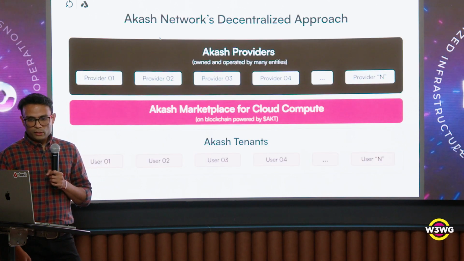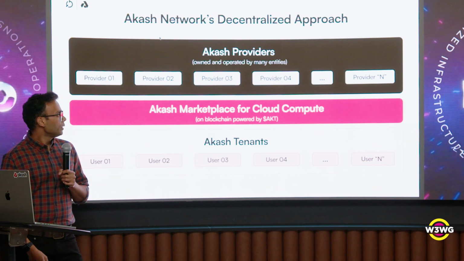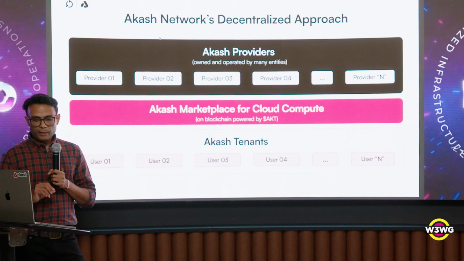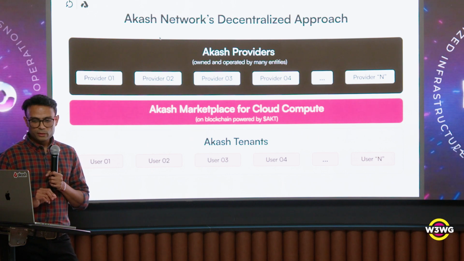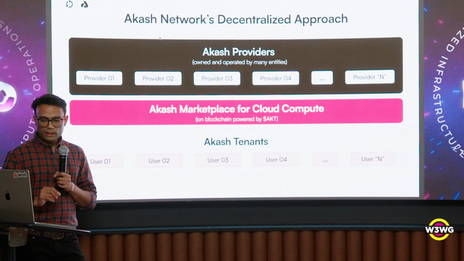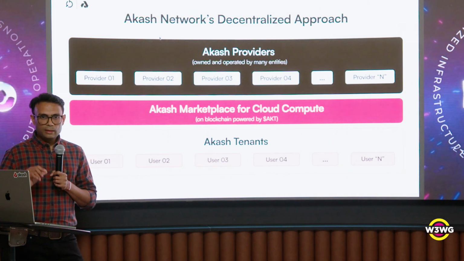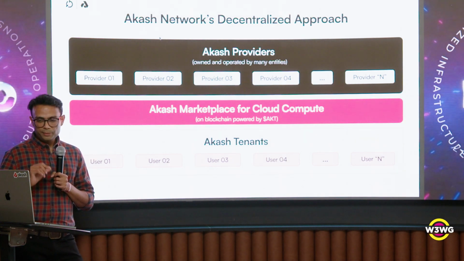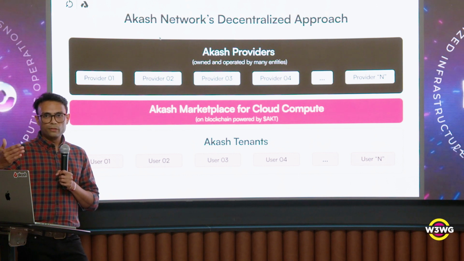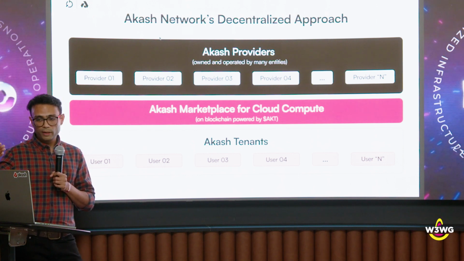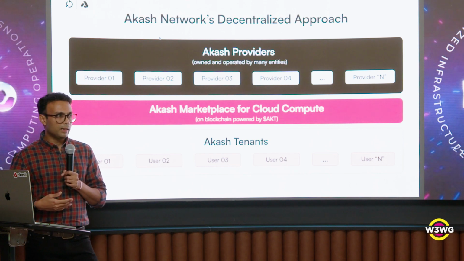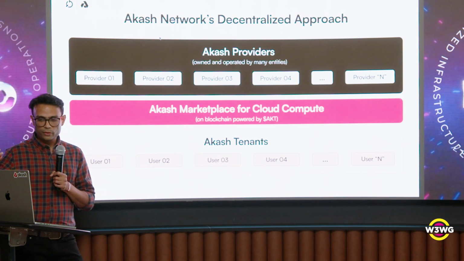So this is where Akash Network comes in with what we call our decentralized approach. We have taken that idea and built something called the Akash Marketplace for cloud compute, which is essentially a software abstraction layer that sits between the users and the infrastructure providers. We refer to the users as tenants within the Akash construct, and we refer to the infrastructure entities as providers.